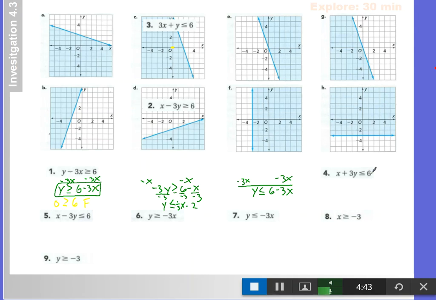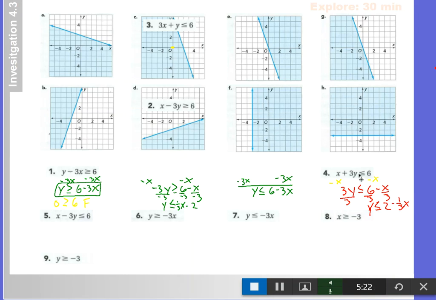All right, so our next problem, we are going to subtract x. So we get 3y is less than or equal to 6 minus x. Then divide by 3, divide by 3, divide by 3, and so I get y is less than or equal to 2 minus 1/3 x. So, y-intercept of 2, slope of negative 1/3.